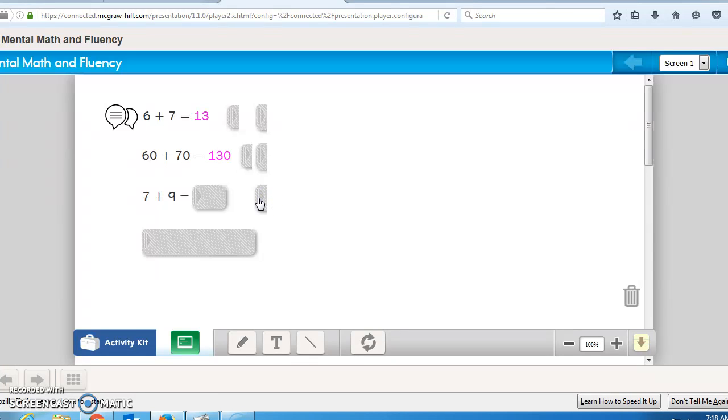What is 7 plus 9? 16. And what is 70 plus 90? Excellent, 160.